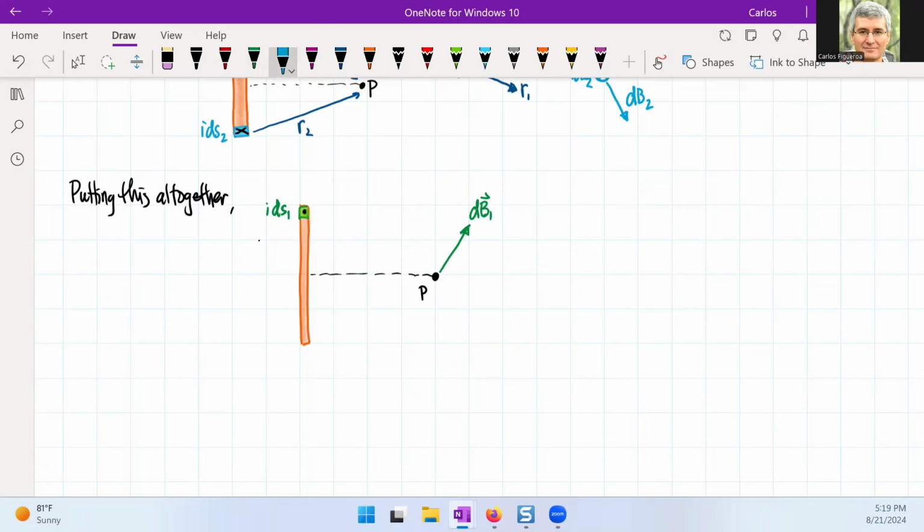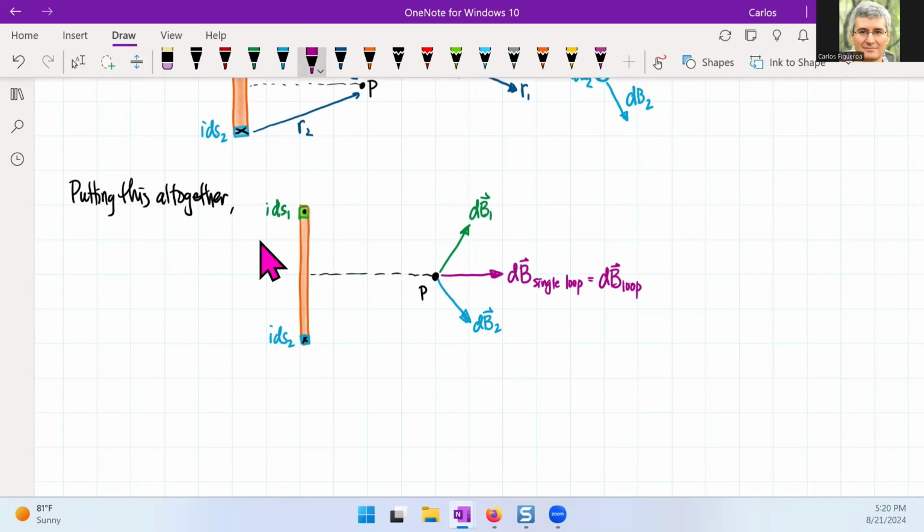Now, if I look at this other piece right here, I'm going to have IDS2. It's going to put out a magnetic field that looks like this. And that's going to be dB2. So you could see that from symmetry here, I'm going to have a magnetic field that points in this direction right here. And this is going to be for the single loop, which I'm now just going to call loop. So from now on, I'm going to say that this is dB loop.